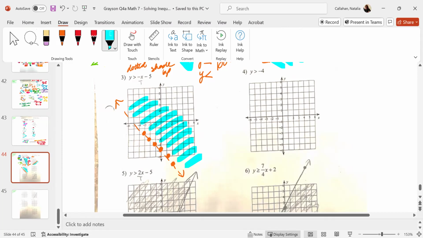And make sure you use a ruler when you're drawing that. If you don't have a ruler, here, use this one. It needs to be dotted, not solid. Do you understand? Dotted. That looks solid. It needs to be dotted. And make sure you write down whether it's dotted or solid.